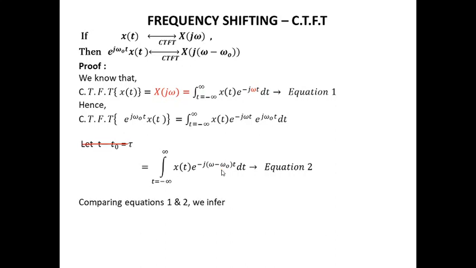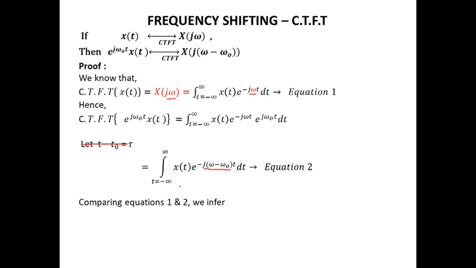So now if you compare equation 1 and 2, it is very evident. If I have j omega here, I will get j omega there. Note down, I have to get the limits from minus infinity to infinity of x of t, then e power minus and dt. So here we are getting the same thing, minus infinity to infinity of x of t e power minus and then dt. So what is differing here? There you had omega, here you have omega minus omega naught.